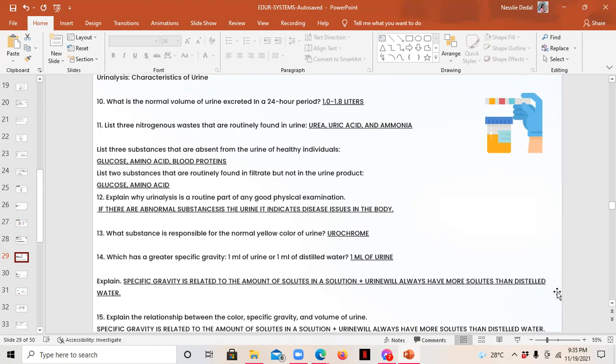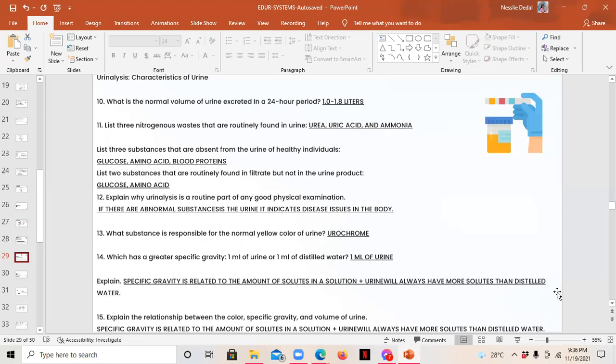List 2 substances that are routinely found in the filtrate but not in the urine product. Glucose and amino acids. Explain why urinalysis is a routine part of any good physical examination. If there are abnormal substances in the urine, it indicates disease issues in the body.